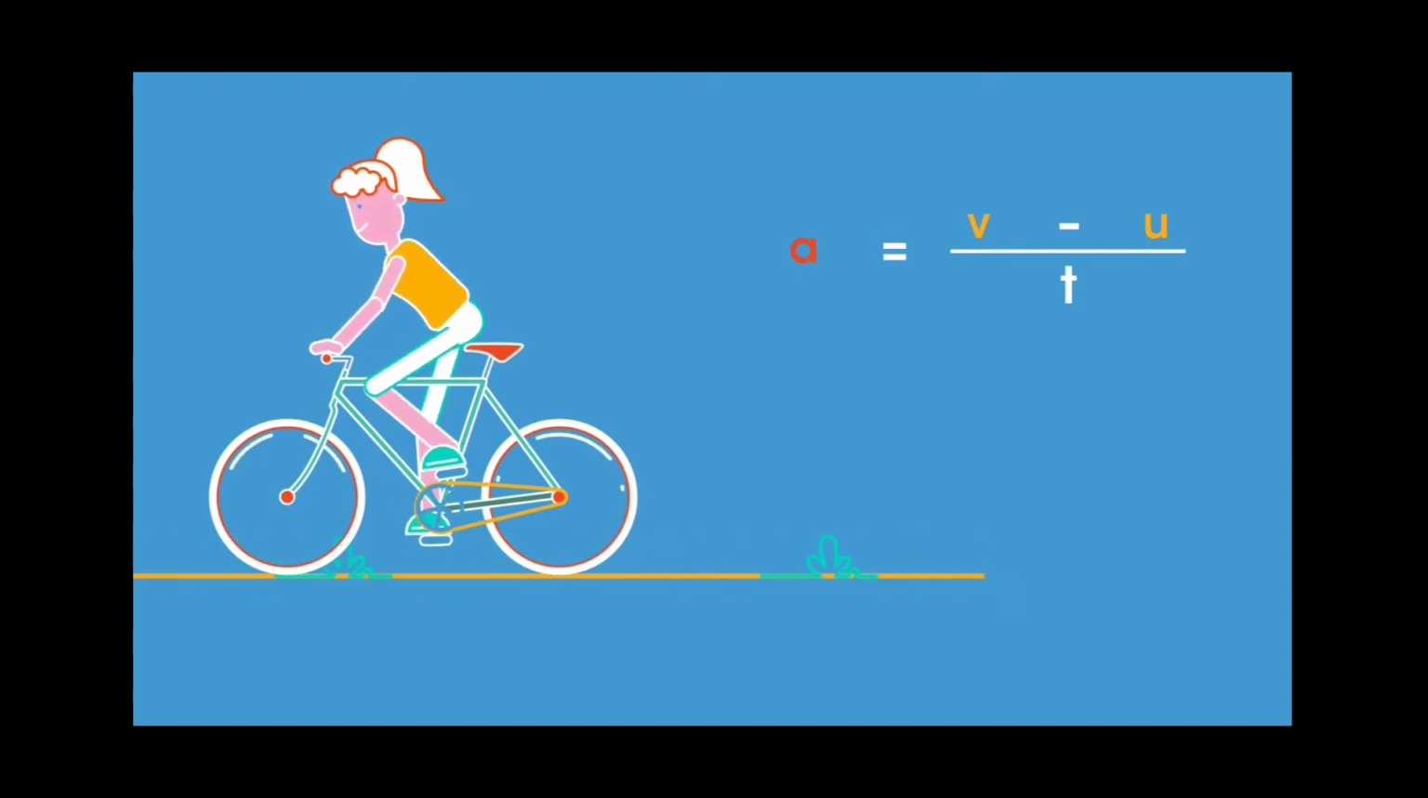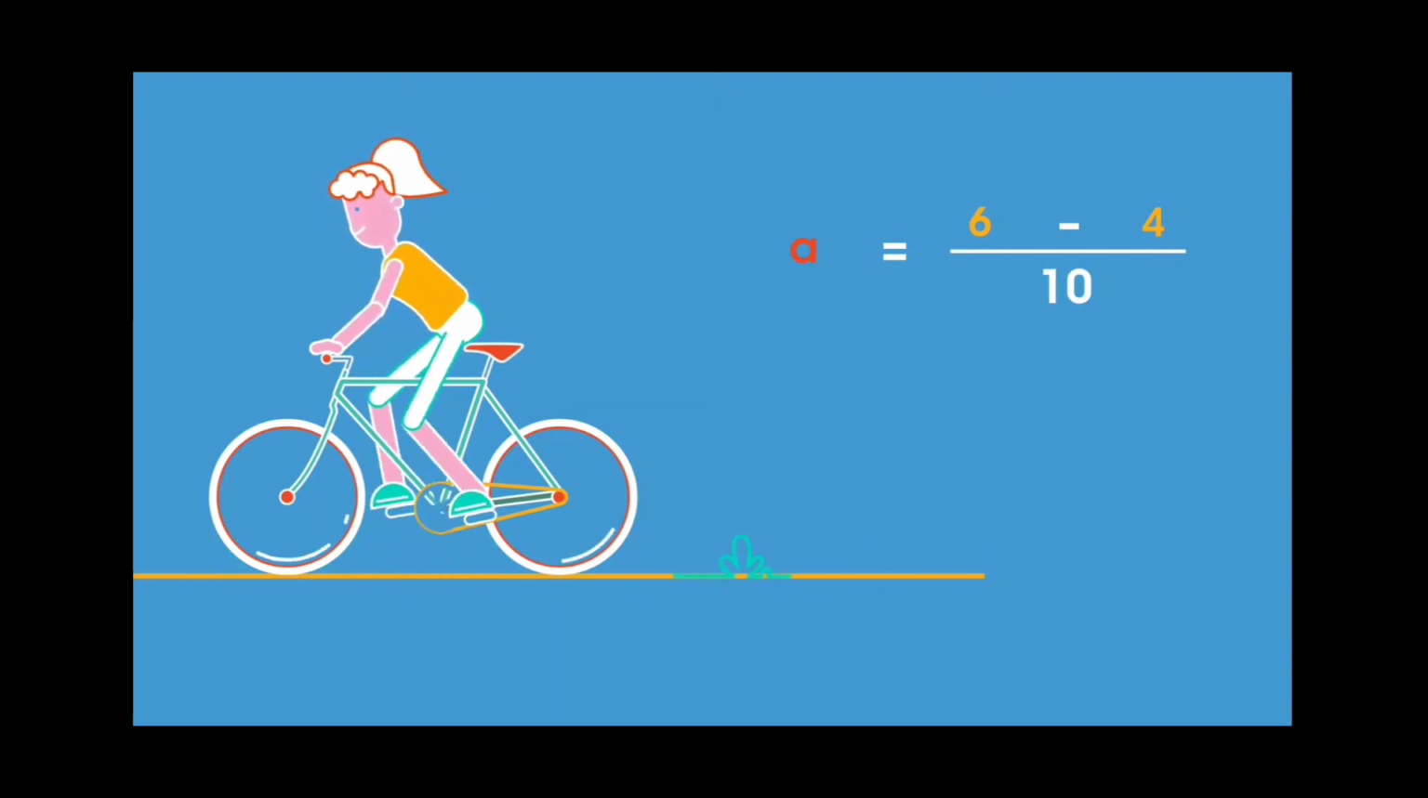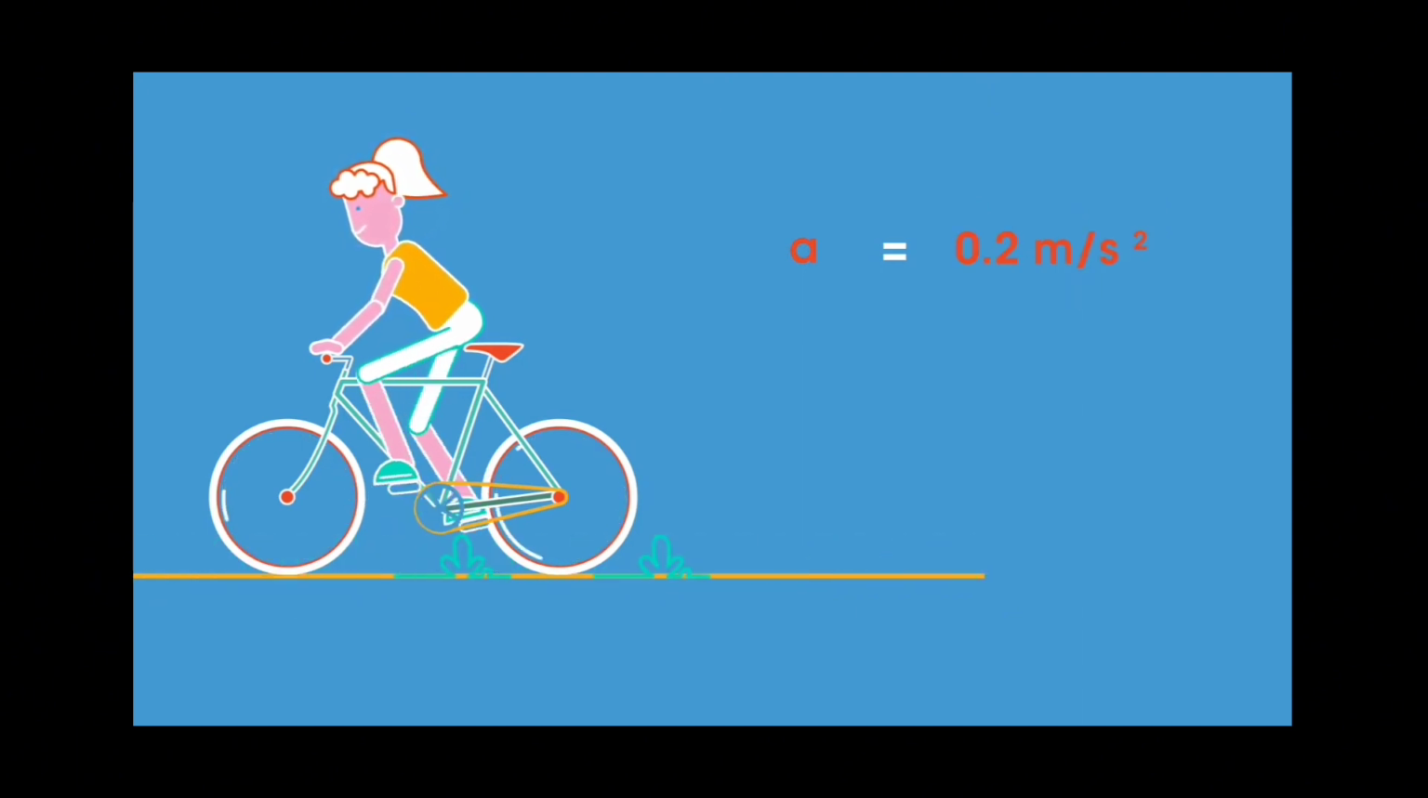For example, if the cyclist goes from 4 meters per second to 6 meters per second in 10 seconds, then her acceleration will be 2 meters per second per 10 seconds, or 0.2 meters per second per second.